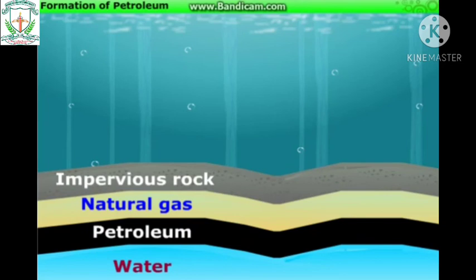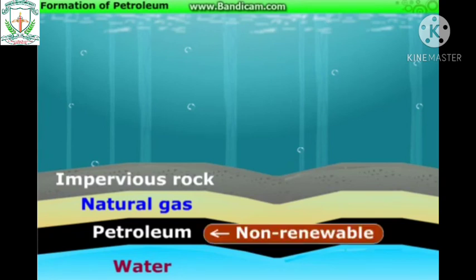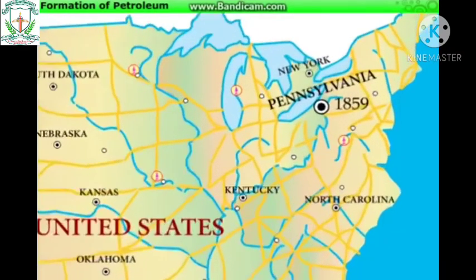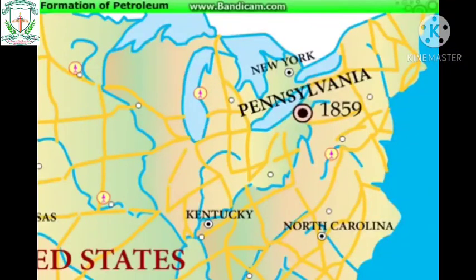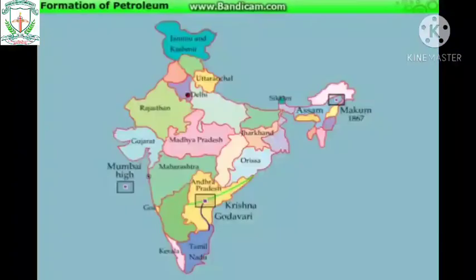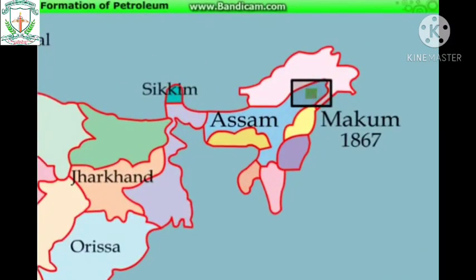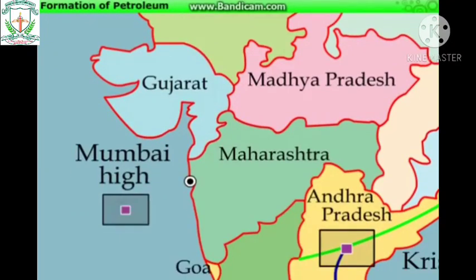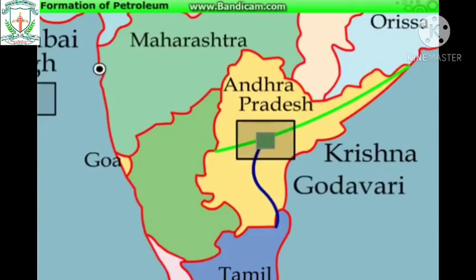Petroleum layer is formed above the underground water layer, as it is lighter than water. Petroleum is a non-renewable resource and is used on a very large scale. The world's first oil well was drilled in Pennsylvania, USA, in 1859. About 8 years later, in 1867, oil was found at Makum, in Assam. In India, oil is also found in Gujarat, Mumbai, and in the basins off Godavari and Krishna.